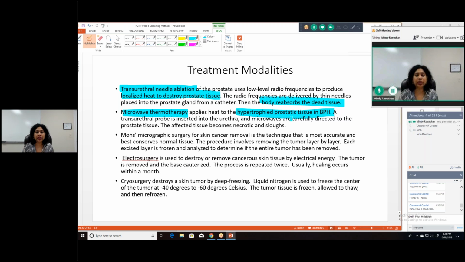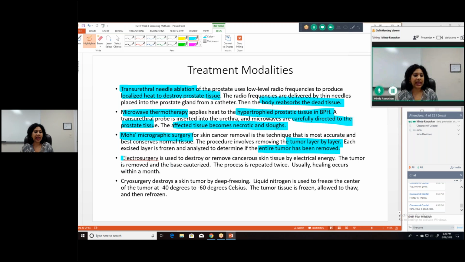They put a probe in through the urethra, and the microbes are carefully directed to the prostate tissue. The affected tissue becomes necrotic and it sloughs off. Mohs micrographic surgery for cancer removal is the most accurate and best conserves normal tissue because they remove it layer by layer. Each layer is excised, it's frozen.